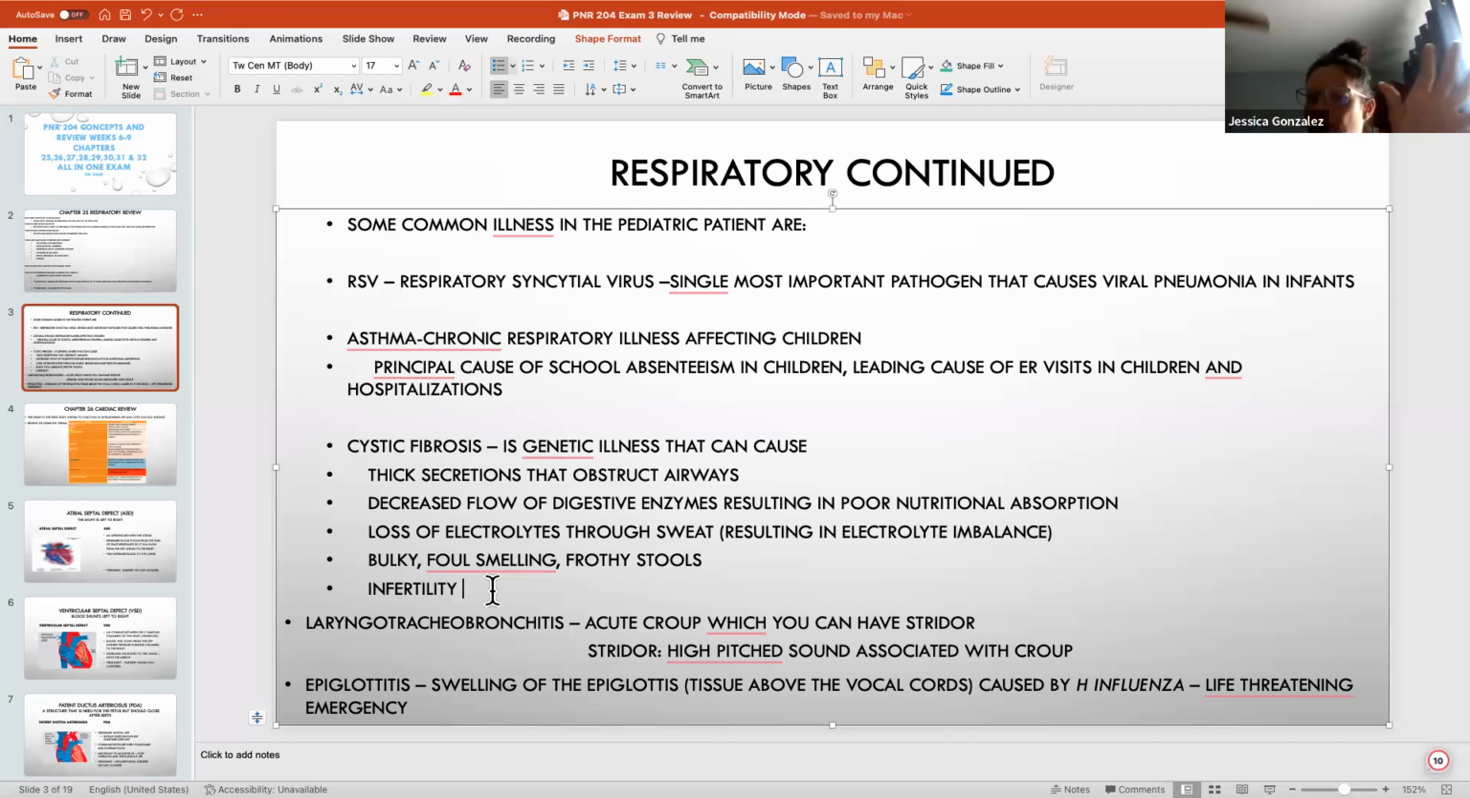So would they be on a high fat diet then, since they're not able to break it down? Like, how do you turn that around? Is it just more of vitamins? Yeah, it's more giving them the pancreatic enzymes that they need to break down what they're eating.